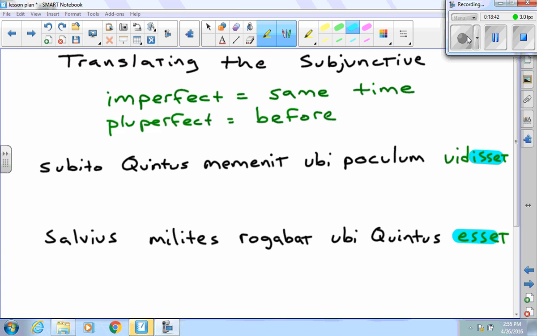There are a lot of these on the test where you're going to have to determine whether to translate it as the same time or before. If it is pluperfect, isse, it happens before the main verb. If it is imperfect, esse is not always going to be the case. It could be something like amare, anything that has that infinitive in it plus the ending. If it's imperfect, it's translated as the same time.